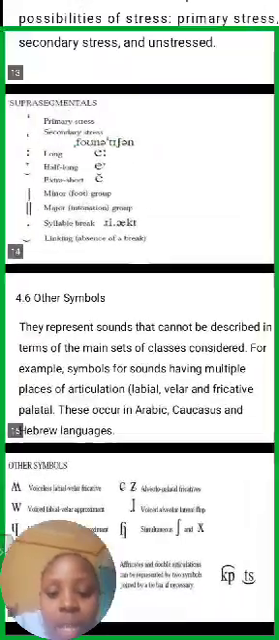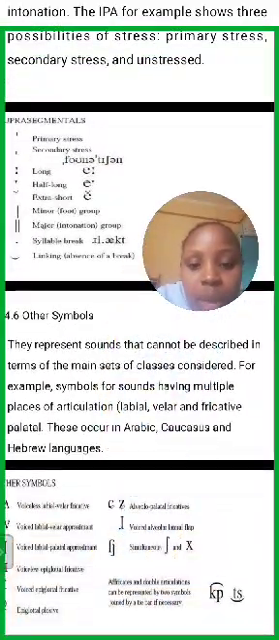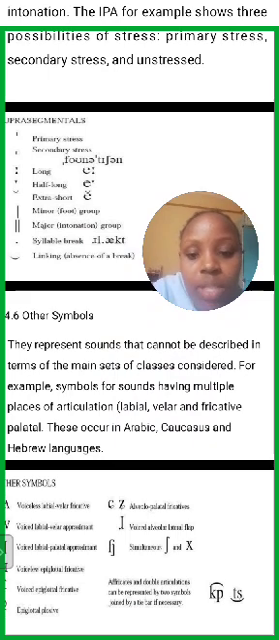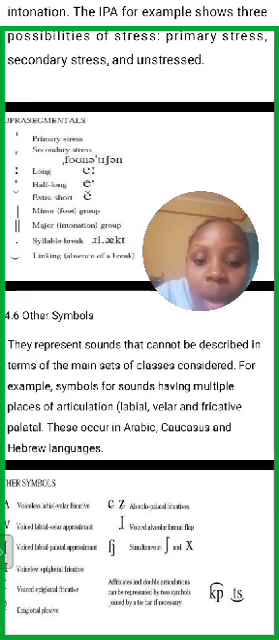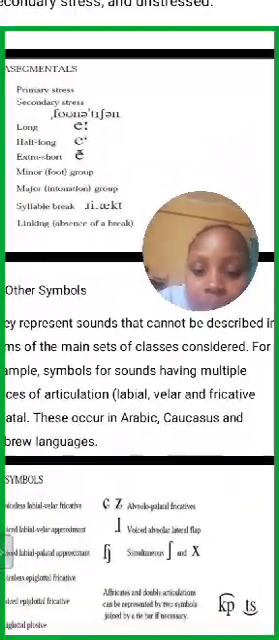So we have other symbols. Apart from all that, we have other symbols. These symbols represent sounds that cannot be described in terms of the main sets of classes considered. For example, we have the symbols for sounds having multiple places of articulation, like the labial, the velar, and the palatal fricative. They occur in Arabic, Caucasus, and Hebrew languages. I want you to see these other symbols right here.